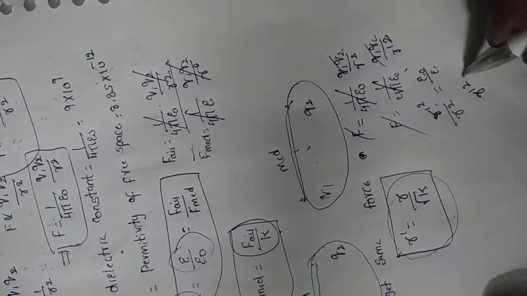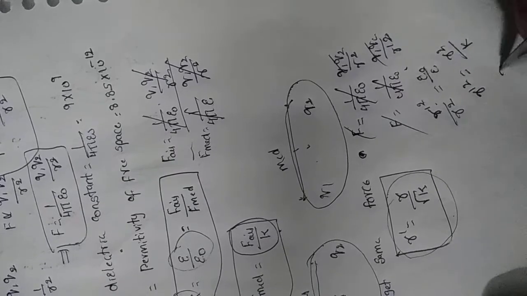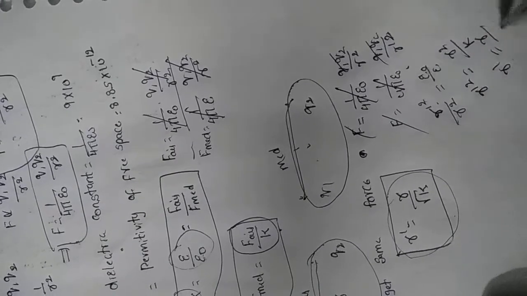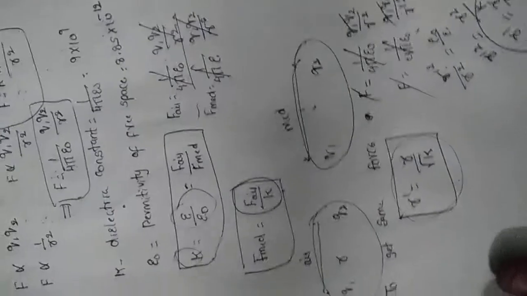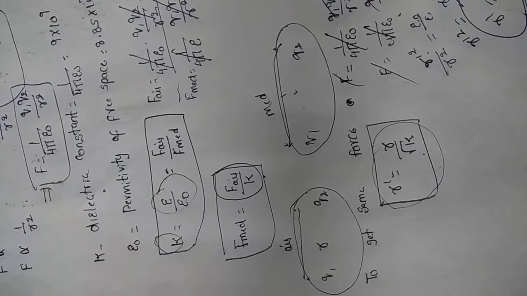R dash square is equal to R square by K. Square root on both sides, what do you get? R dash is equal to R by root K. To get the same force in a medium as well as in air, we should decrease the distance between the two charges by root K times. So directly we can apply. Okay? Right. Next.